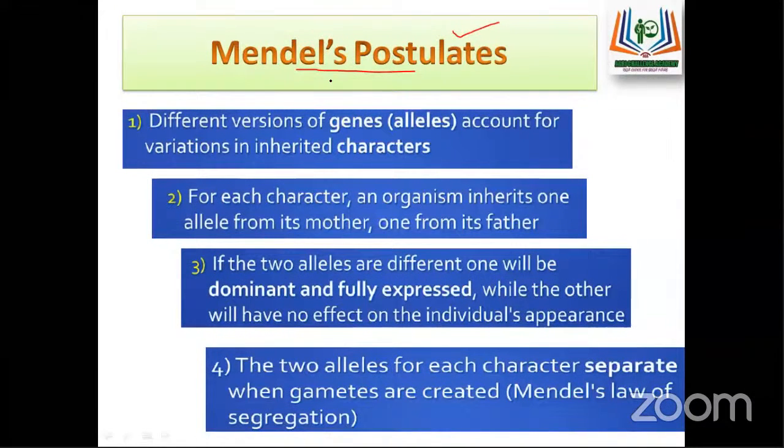So coming to Mendel's postulates, Mendel has given four postulates basically. Different versions of the genes account for variation in the inherited characters. That is, different versions of the genes, means alleles, are giving the variation in the characters. Then for each character, an organism inherits two alleles, one from each parent. If there are two different alleles, the dominant one will be fully expressed, while the other one will not have any individual appearance. That is the recessive allele. And the two alleles of each character separate when the gametes are created. That is Mendel's law of segregation.